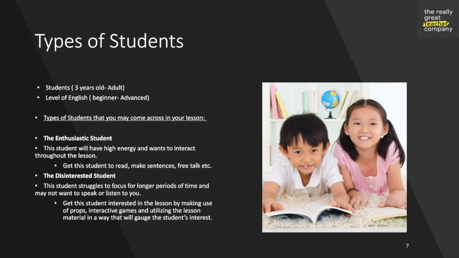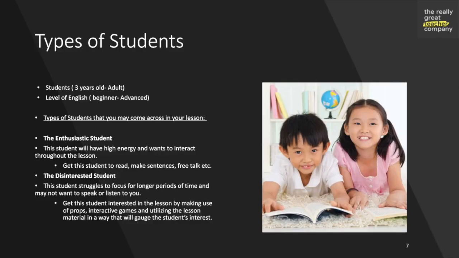Next, these are just some types of students that you may come across with our client. So our students' age range is from 3 years old up until adults. Their level of English is from beginner all the way up until advanced. Some types of students that you may come across in terms of personality, we categorize them in two different categories.